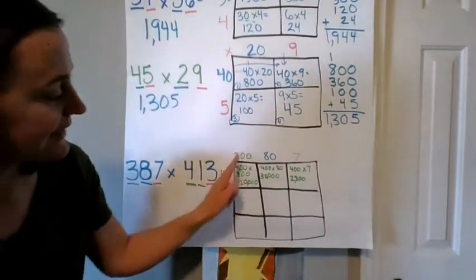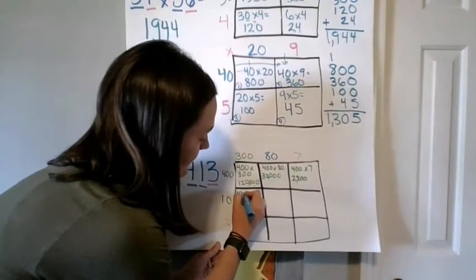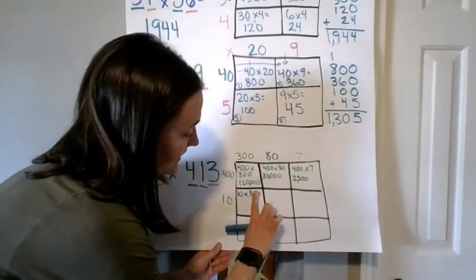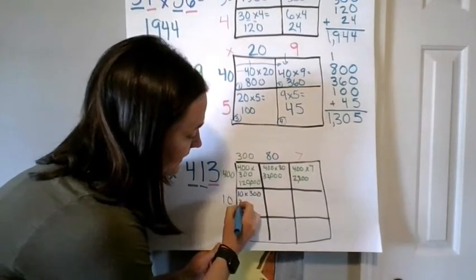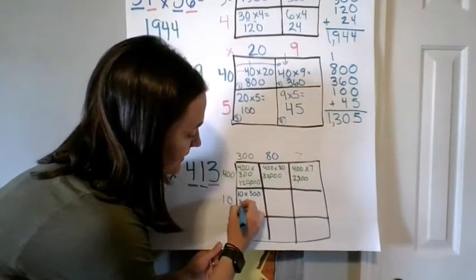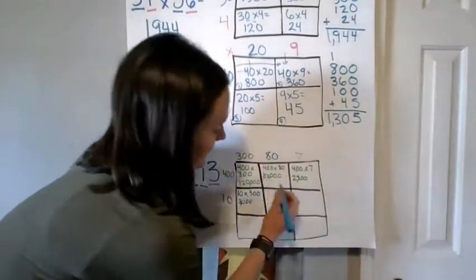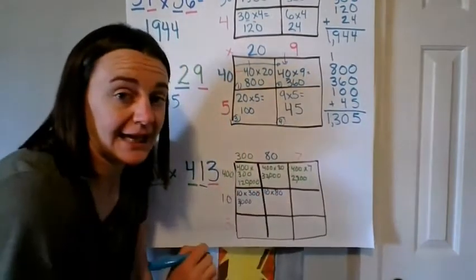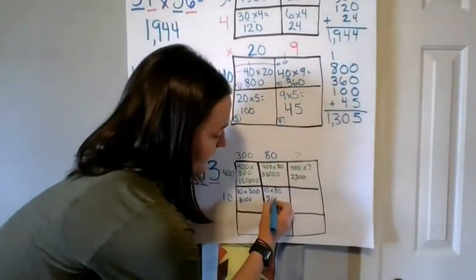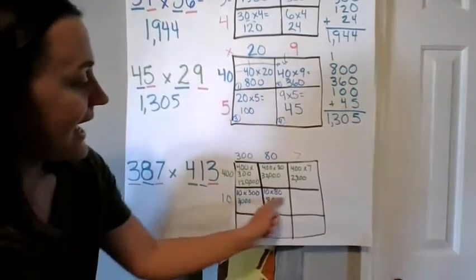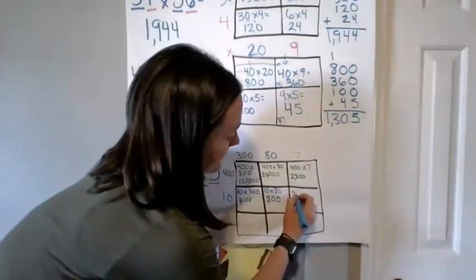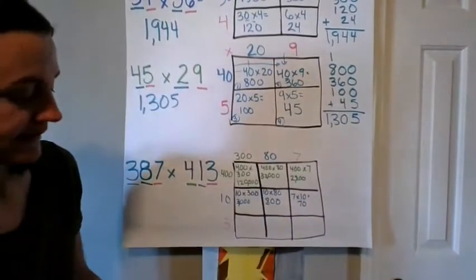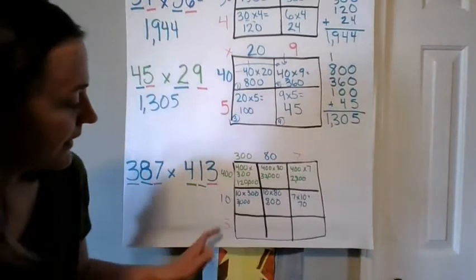Okay, now I have 10 times 300. 10 times 3 is 30. And then add 2 zeros. 10 times 80, excuse me. 1 times 8 is 8. And add 2 zeros. And 10 times 7, we know equals 70.